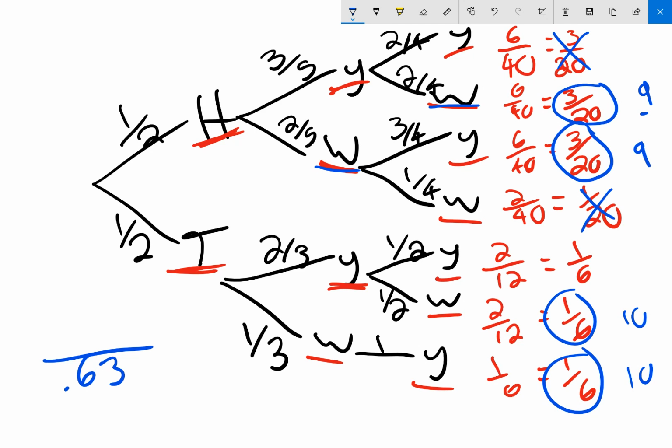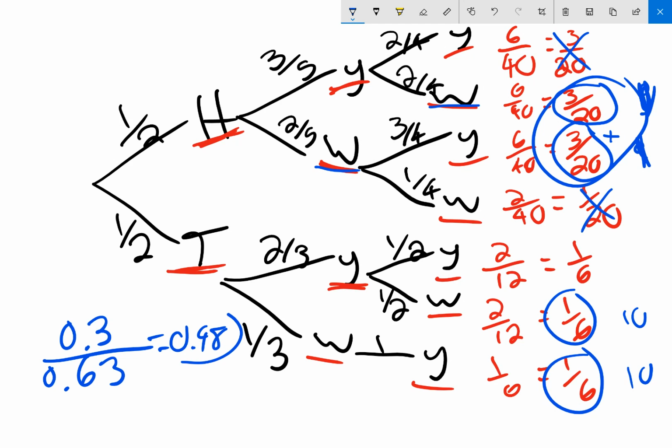Now, given the fact that it's white, how many of those are now probability that it's heads? Well, probability that it's heads would be just these added together, these two. 3 over 20, 3 over 20, which is 6 over 20. If you want to just type 6 over 20, get the decimal version of that, 6 divided by 20 is 0.3. So our probability would be 0.3 over 0.63, which equals something close to about 1/2, about 0.48 if you round it a little bit.